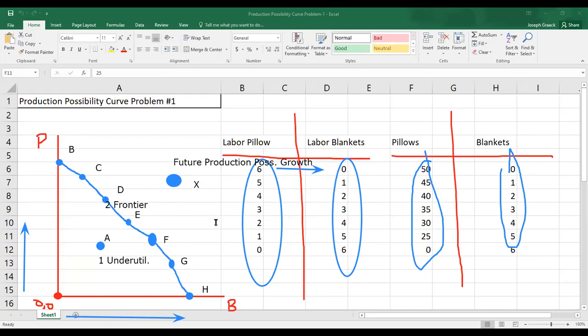So all we did was take real information, right? Even though we made it up, but the My Pillow guy's real and his business is real. And first he starts out with, and you've seen this before, right? All of his old commercials are only about pillows. He's got all of his employees making pillows, no blankets. They can make 50 a day with 6 employees, no blankets made. That represents that part there. So this curve represented from B, C, D, E, F, G, H is the frontier.